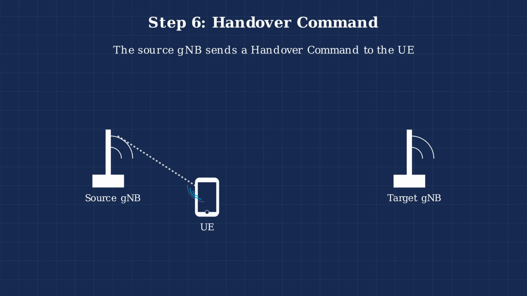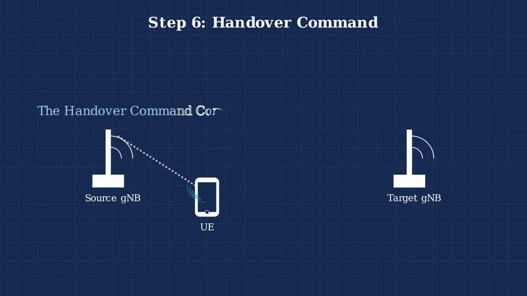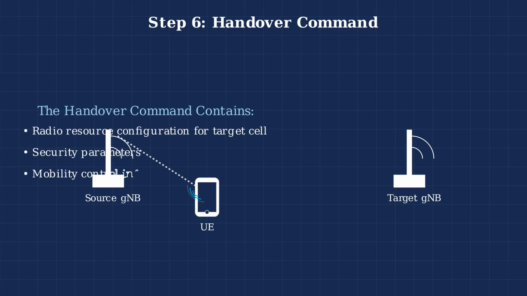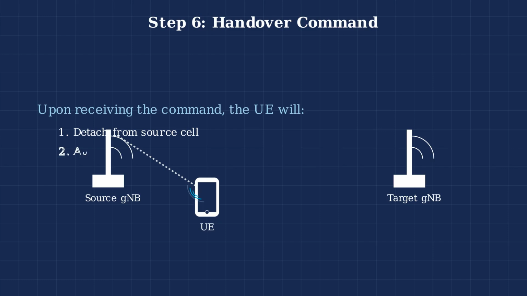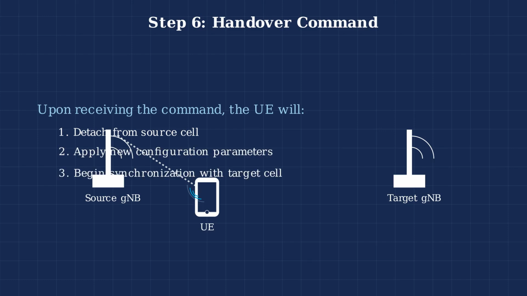In Step 6 of the XnAP-based handover process, the source GNB sends a handover command message to the user equipment. This command contains crucial information that the UE needs to successfully connect to the target cell. It includes radio resource configuration for the target cell, security parameters, mobility control information, and timing advance details. Upon receiving this command, the UE will detach from the source cell, apply the new configuration parameters, and begin synchronizing with the target cell.